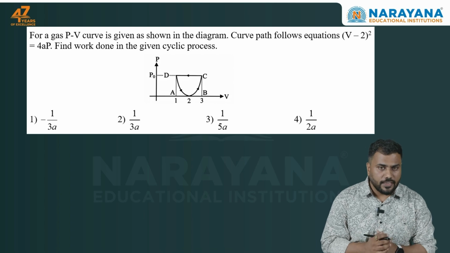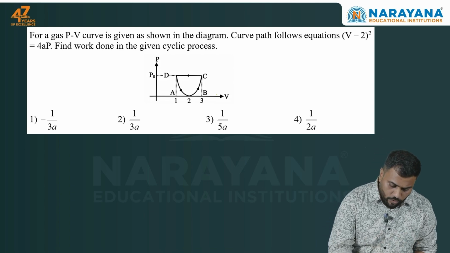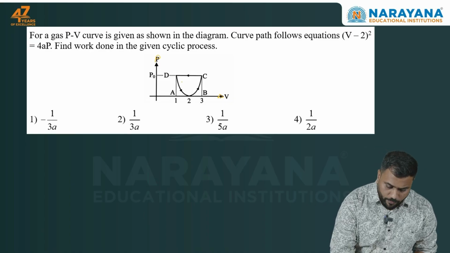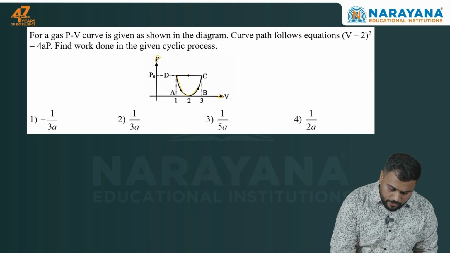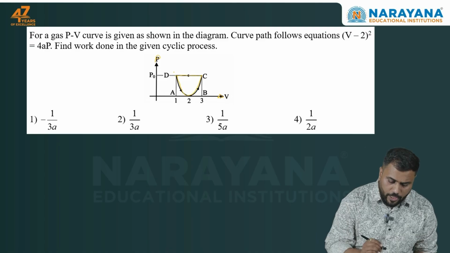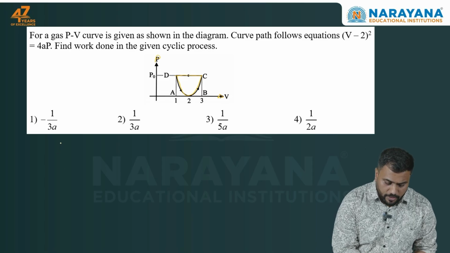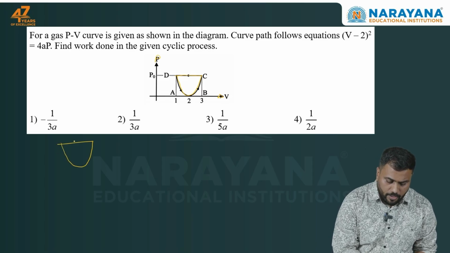First of all, let us analyze what kind of situation is provided to us. So we have a PV graph. P is on the y-axis, V is on the x-axis. The graph is something like this. The graph is starting from this point, let's say D, it is going towards C and it is returning to D point. So I need to calculate work done. That means I need to calculate this area under the PV graph.